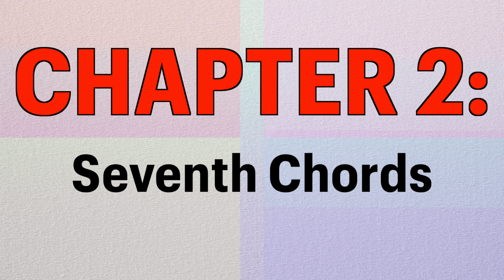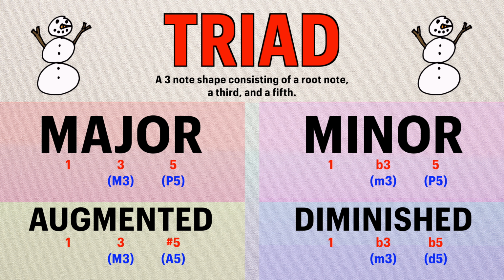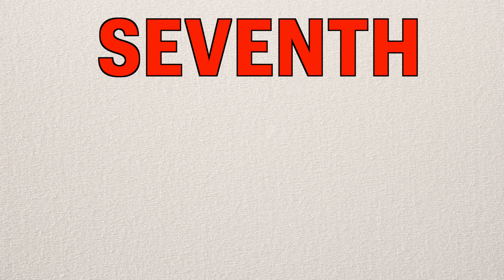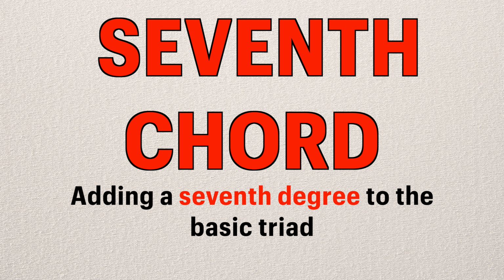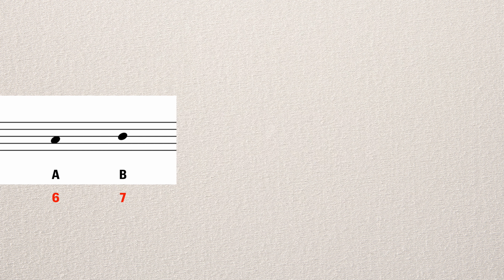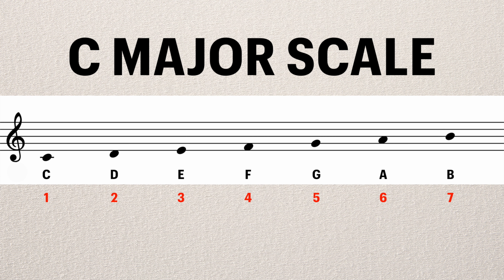So now that we've discussed the basic type of chords, the 4 types of triads specifically, we can get into the first kind of chord extension, which is the 7th chord. A 7th chord is when we attach a 7th degree to the basic triad. So let's focus back on the C major scale. Our 7th degree in this scale is the B note. So in order to become some kind of 7 chord, we would need to include the B.